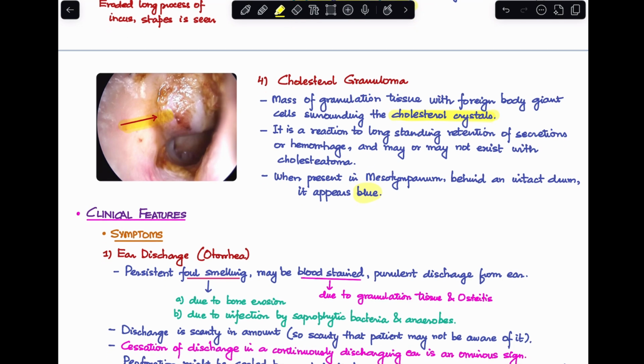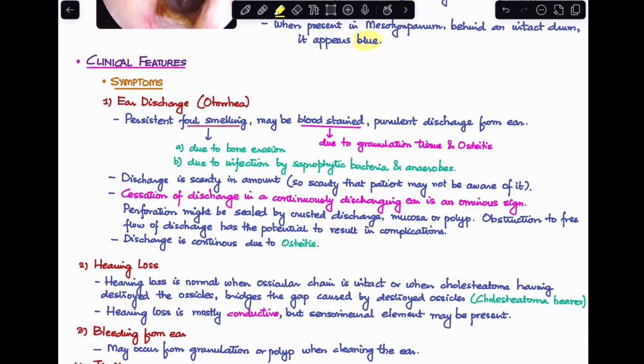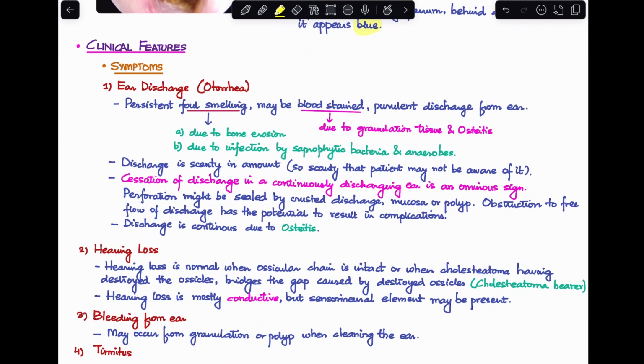So these are all the pathological changes you see in the squamosal type of chronic otitis media, or the atticoantral type. Now we'll discuss the clinical features of the atticoantral type. First, coming to symptoms, the most common one is ear discharge. Now let's discuss what are the features of the ear discharge. Now, it has a very characteristic feature. The patient will have a persistent foul smelling, maybe blood stained, purulent discharge coming from the ear.